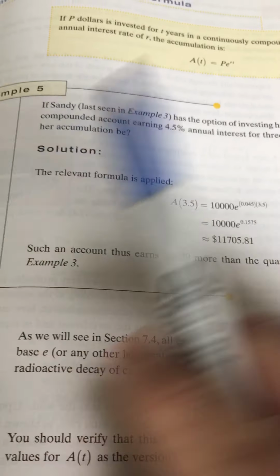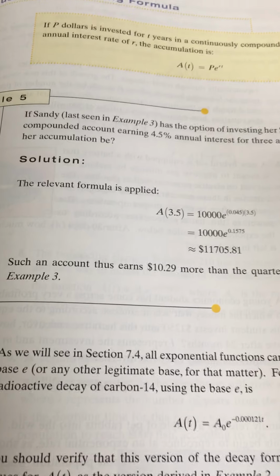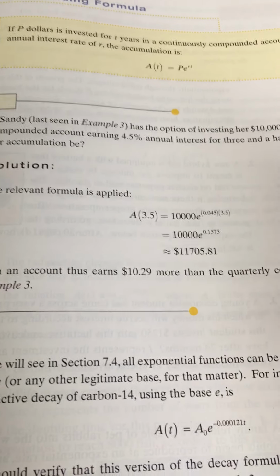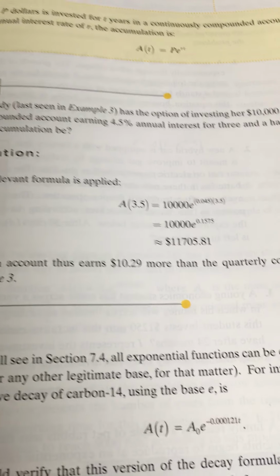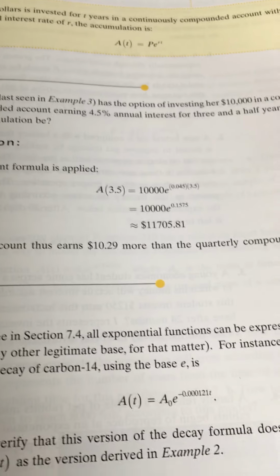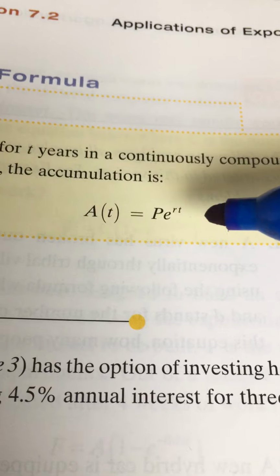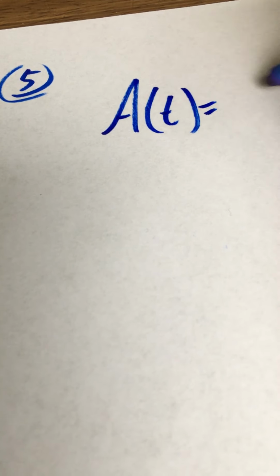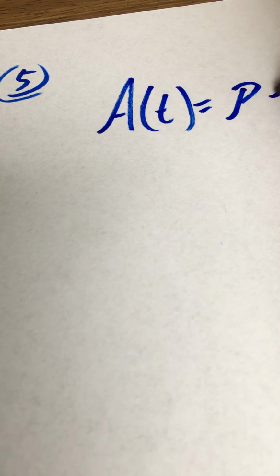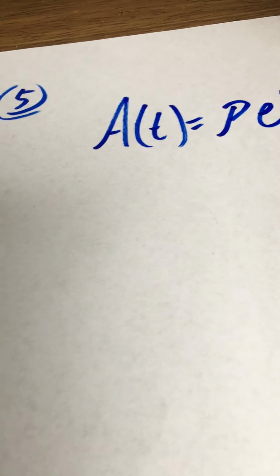Now, in the example we just saw before, it was compounded quarterly, which means 4 times a year. This means continuously compounded. Anytime they use the word continuously compounded, you're going to jump to this formula instead. So you got A sub t is equal to P e to the RT.